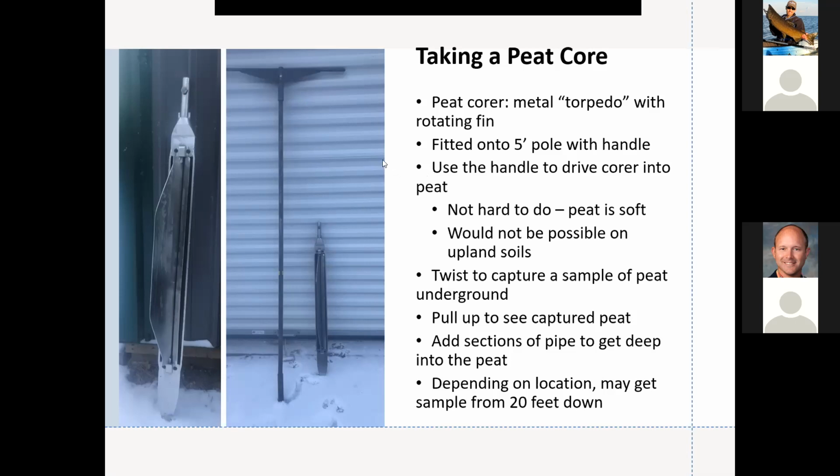What you do is you drive it into the peat, and you can drive it down pretty easily. It's really not all that hard. And then you give it a twist. What happens is that fin will stay, and the rest of the peat core will turn, and you'll actually capture a slice out of the peat from way down at the bottom. So this pole is probably about 5 feet tall, so you're capturing a slice of the peat about 5 feet underground.